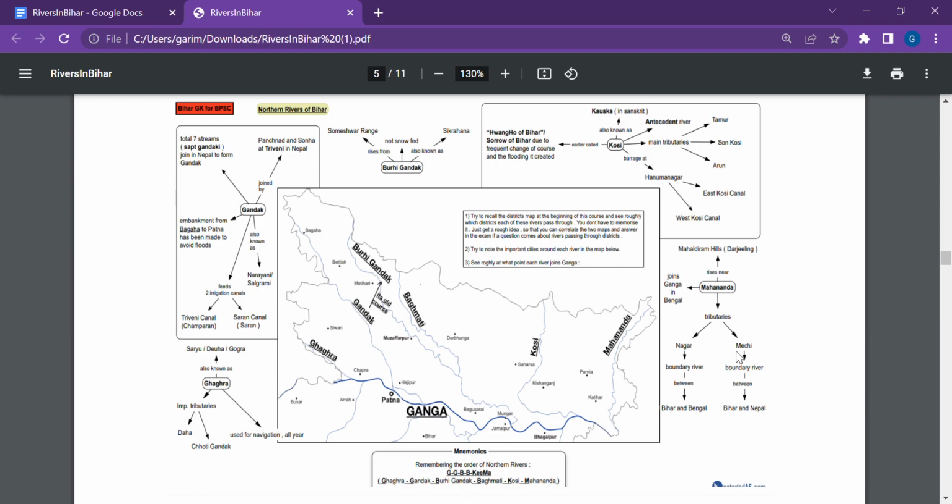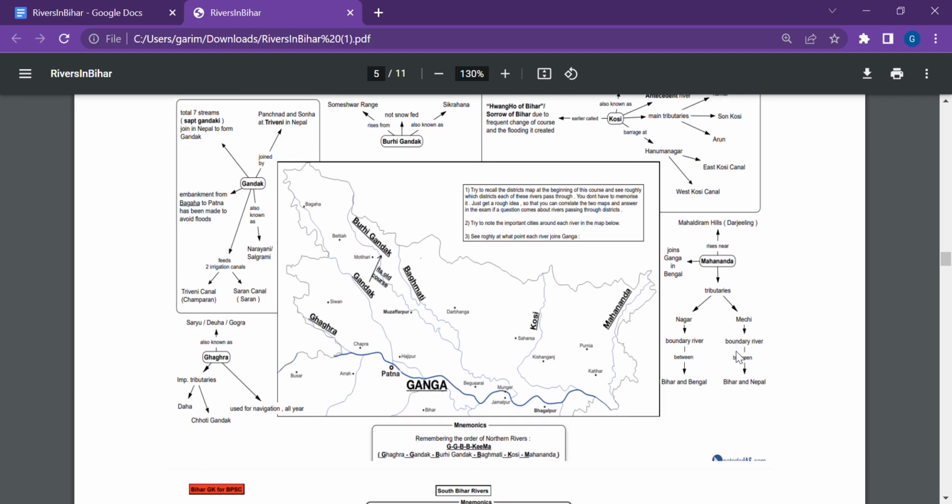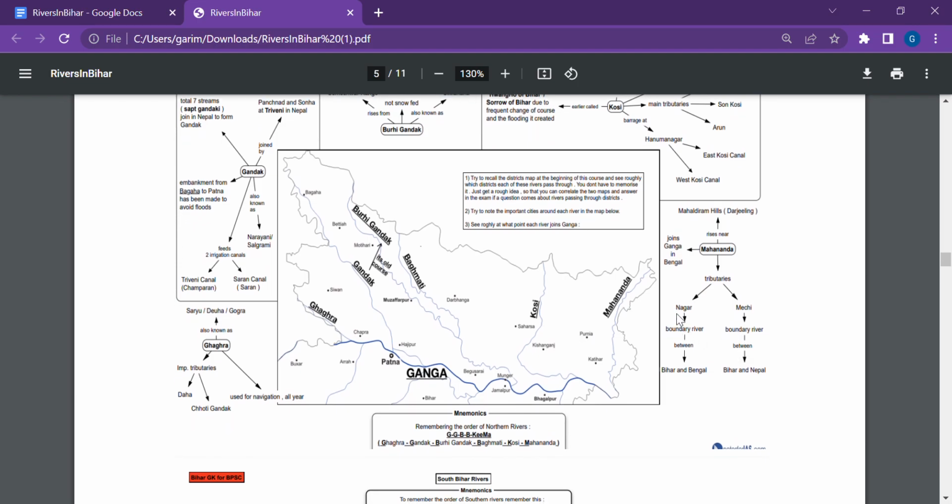Mechi has some kind of bridge which is linking. We'll talk about it later in the video. And the Nagar is a boundary river between Nepal and Bengal. So one of the Mahananda's tributaries, Nagar, forms the border between Bihar and Bengal. Mechi is a boundary river between Bihar and Nepal. Okay, so Nagar forms the boundary between Bihar and Bengal, and Mechi forms the boundary between Bihar and Nepal.